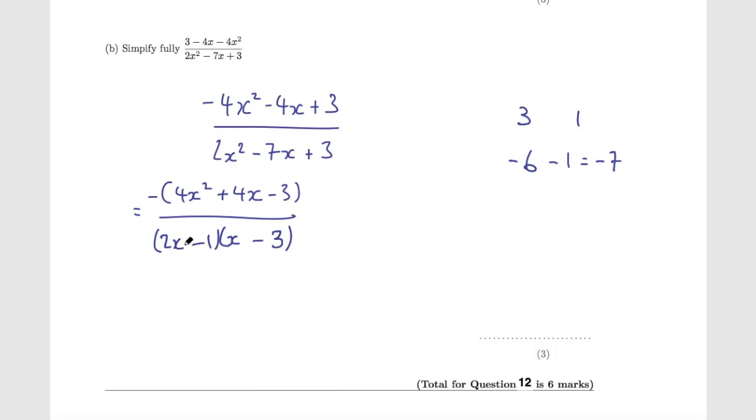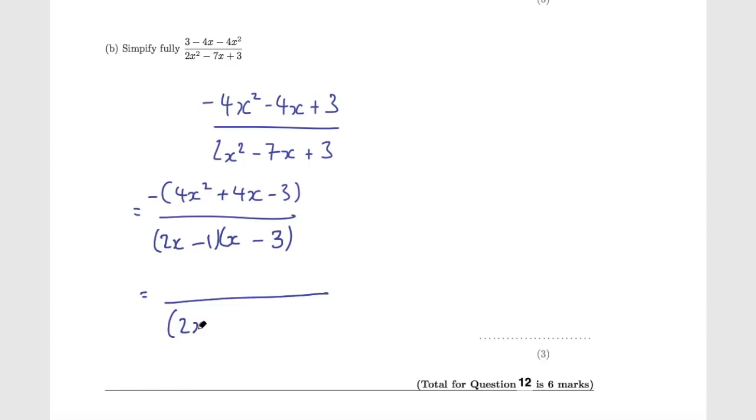and this will be a -1, so they're both negatives. -1 times -3, that will make +3. Minus 6x minus x, that will be -7, and 2x times x, that's 2x squared. So I've factorized the bottom line. Okay, now let's go ahead and factorize the top line.